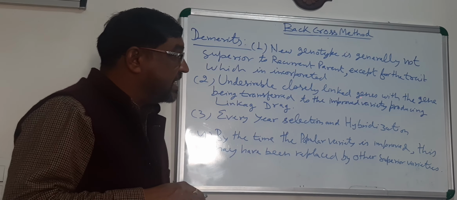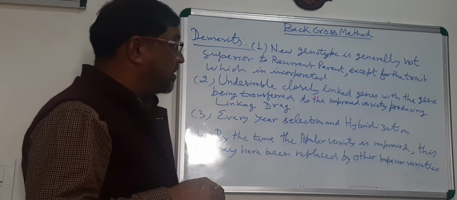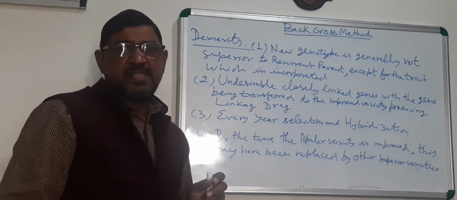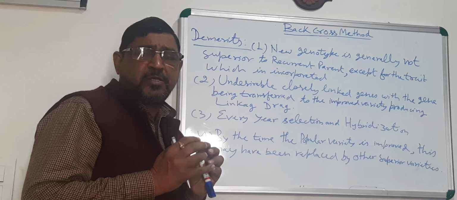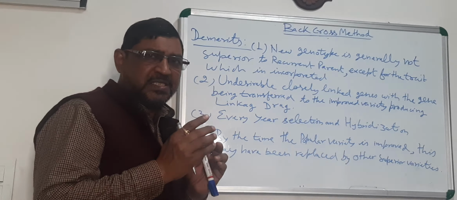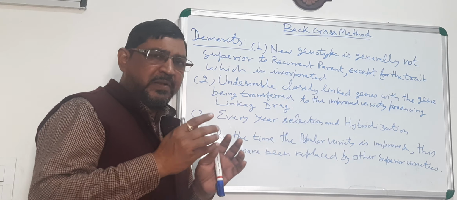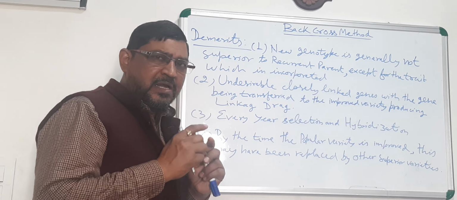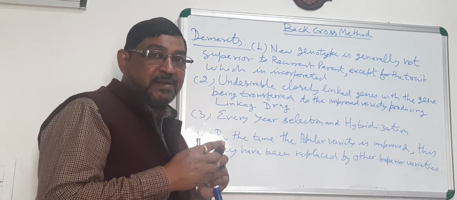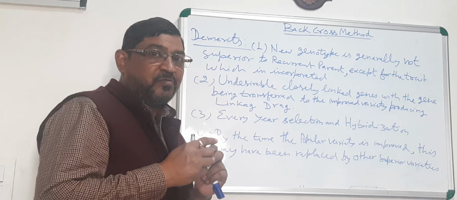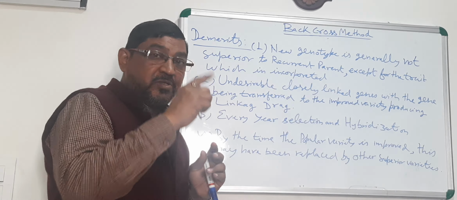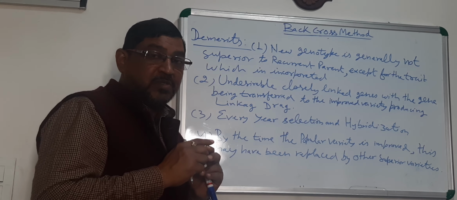Undesirable closely linked genes with the gene being transferred to the improved variety produce linkage drag. This is the biggest problem in backcross breeding. If you are willing to transfer a single gene, of course that is located on a chromosome, maybe on chromosome number 1, and by its side, if some undesirable genes are located in the donor parent, you are required to remove all the genes of that donor parent except that gene which you are transferring.